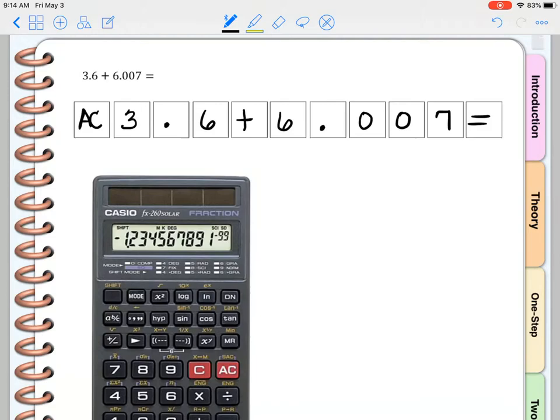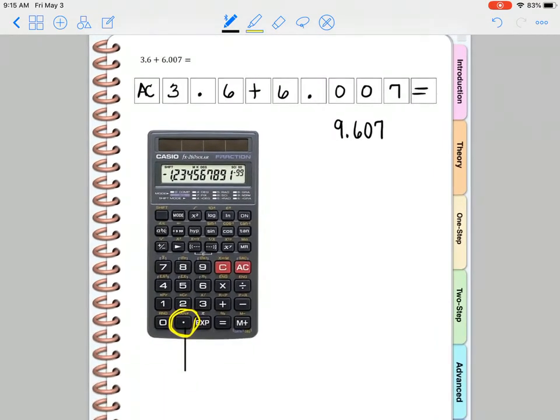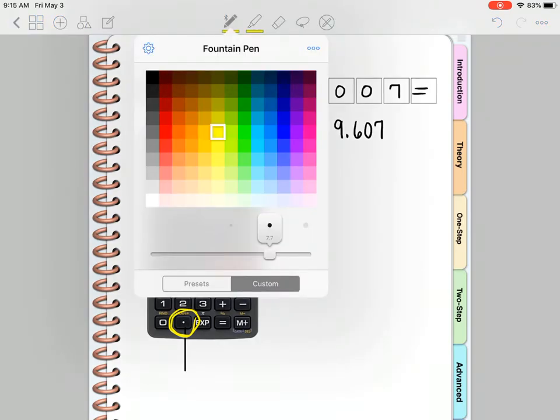This is read, pronounced 3 and 6/10 plus 3 and 7/1000. And if you don't know your decimal places, I would strongly recommend that you review those. We'll do a little bit in this tutorial, but I definitely would review those places, the names of those places. So the answer to this problem is 9 and 607 thousandths.